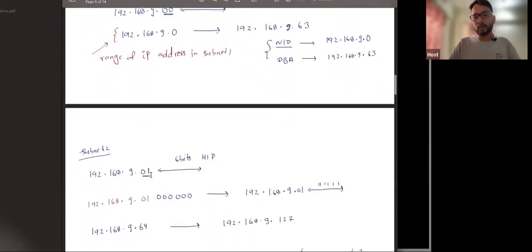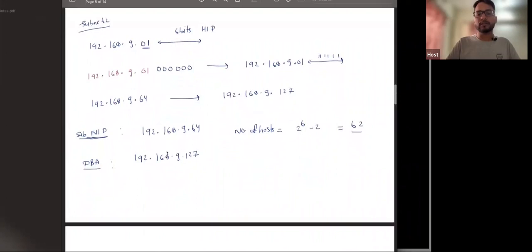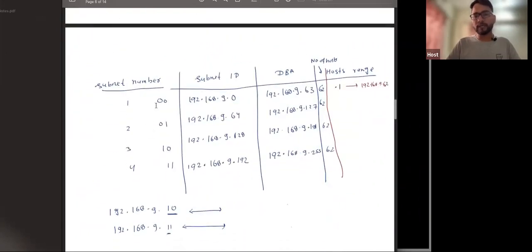Similarly, if you take this 0, 1, then this is all about subnet 2, which means the first ID where this 0, 1 is fixed, right? You see here, this 0, 1 is fixed. Similarly, this 0, 1 is fixed, right? I hope you can see my cursor. Now, similarly, I will have 4 subnets here: 0 0, 0 1, 1 0 and 1 1. These are my subnet numbers, and based on that I will calculate the subnet ID.